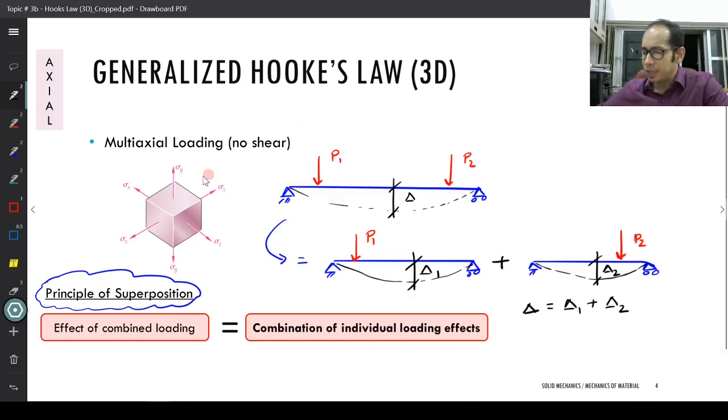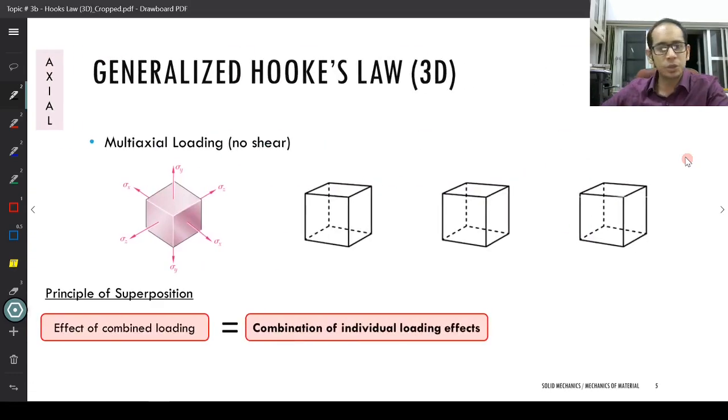So we have this particular cube which has the sigma x's and the sigma y's and the sigma z's, right? For this, how are we going to apply the principle of superposition and calculate the stresses and the strains? To calculate the stresses and the strains, let's look at this figure now where I'm going to apply the principle of superposition, right? So I have the same cube, right?